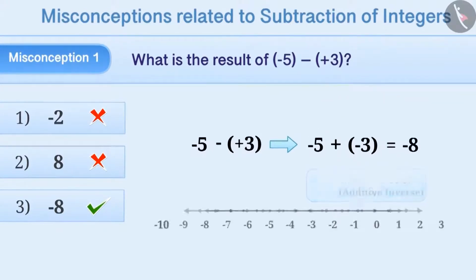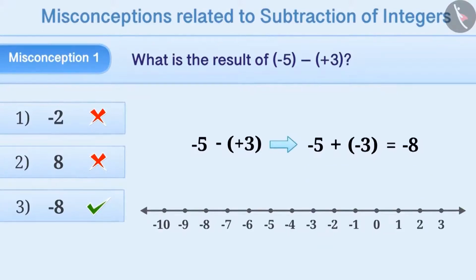To solve this on the number line, first, we will move 5 steps to the left of 0, and then we move 3 steps to the left of -5. Thus, we reach -8. So the correct answer is option 3.